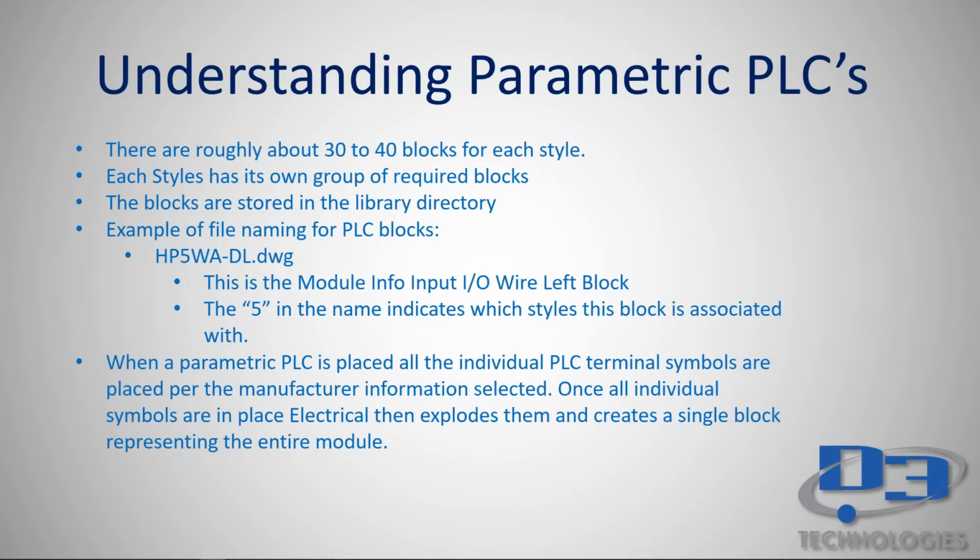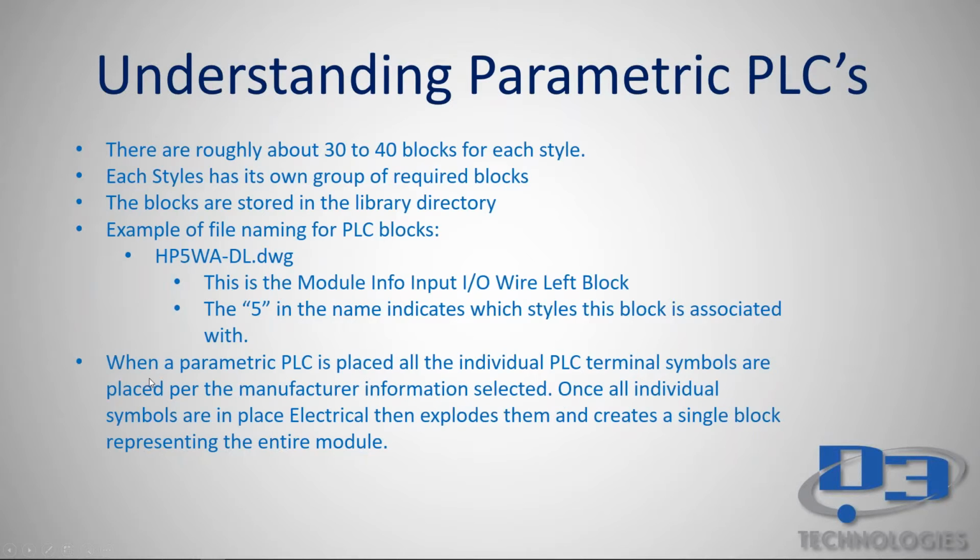What I normally recommend when it comes to creating a custom parametric PLC style is to find a style that already exists that's somewhat similar to the style you're trying to create. You will open the DWG that actually exists for that. So in this case, I will open up the HP5W-alpha-DL.DWG, make my modifications, then perform a save as, and in place of the 5, I will place a 7 for the corresponding style if I'm defining style 7. So that's a little bit of background about the naming convention and how they're built.